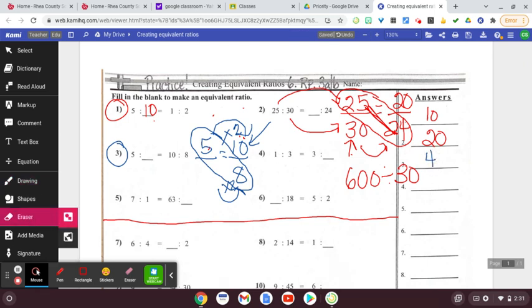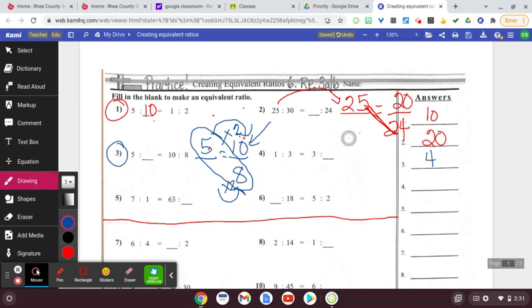Let's take a look at number 4. Let me erase some of this stuff out of the way here. Okay, so let's take a look at number 4. We've got our fraction 1 to 3 is the same thing as 3 to something. So 1 times 3 is 3, so 3 times 3 must be 9. Double check with the proportion method. 3 times 3 is 9. 9 divided by the only other number we've got left, 1. So our answer must be 9.